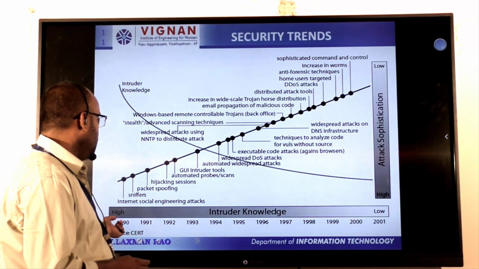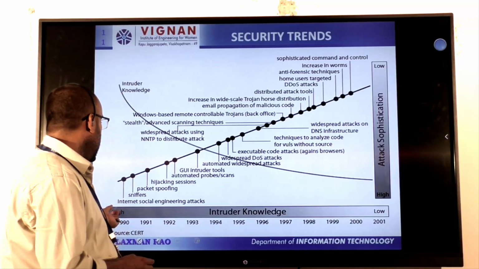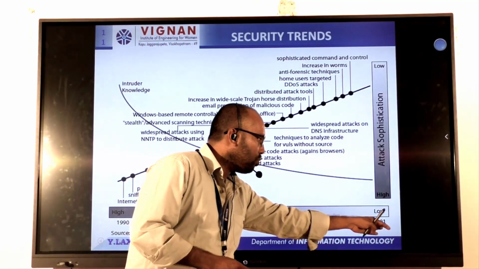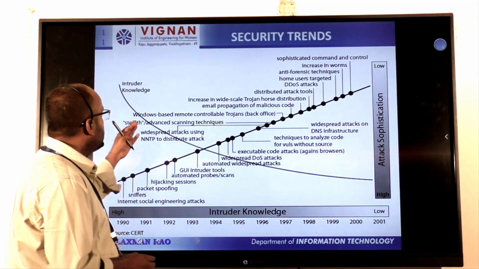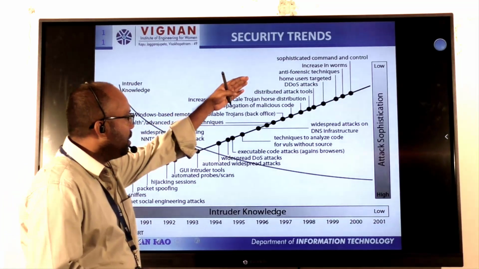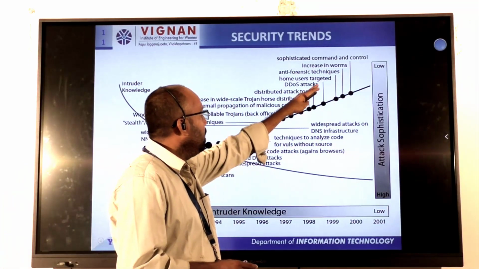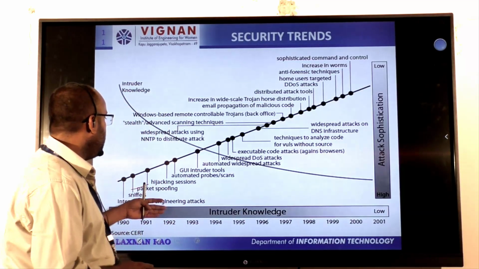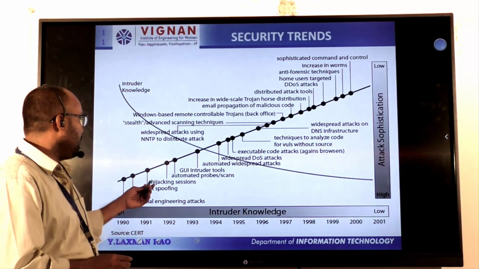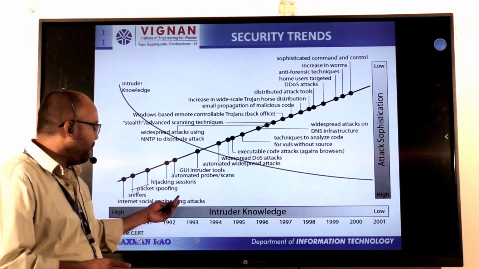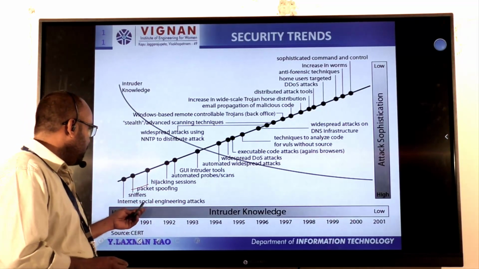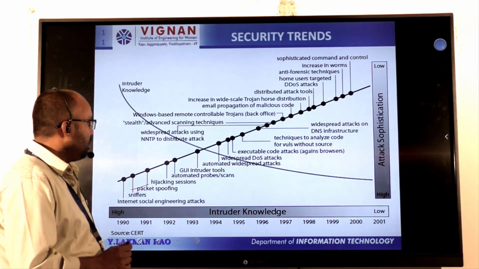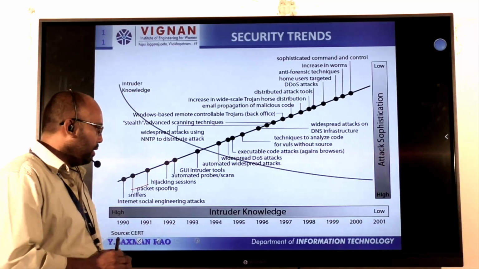If you see this graph, the intruder knowledge in the 1990s is very high, and by 2001 it is very low. The attacker sophistication, on the other hand, gradually goes from low to high. Nowadays hackers are using session hijacking, packet spoofing, sniffers, and internet social engineering attacks. These are most of the attacks by attackers or hackers.